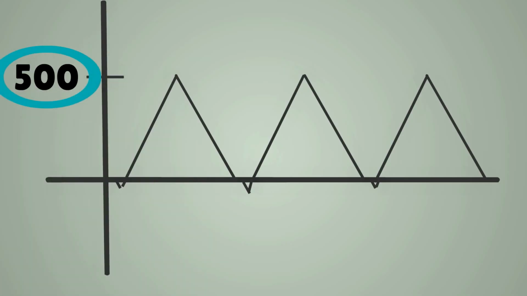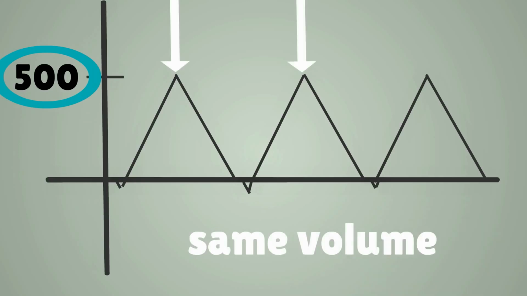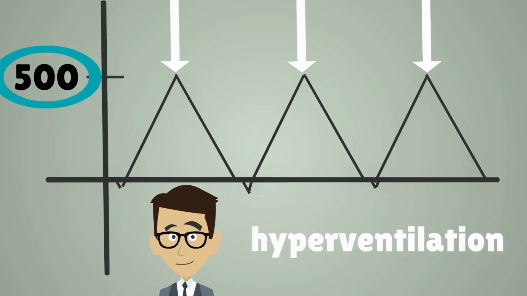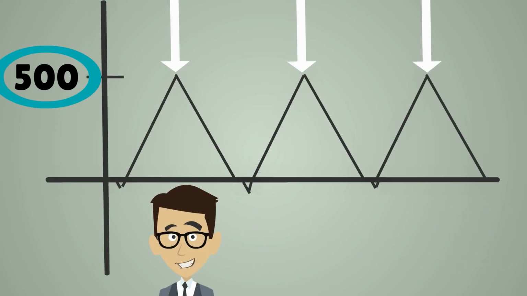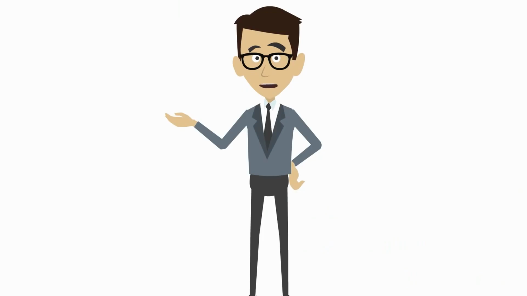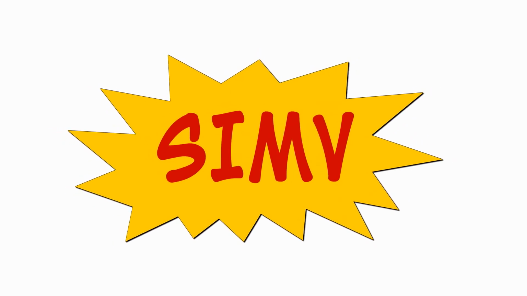For example, what if the patient wants a smaller volume? Well, in AC mode, the patient cannot change the amounts of volume they receive. And this can lead to hyperventilation and can be really uncomfortable, especially when the patient doesn't want the exact fixed controlled volume. So what should you do? You can switch to the SIMV mode.